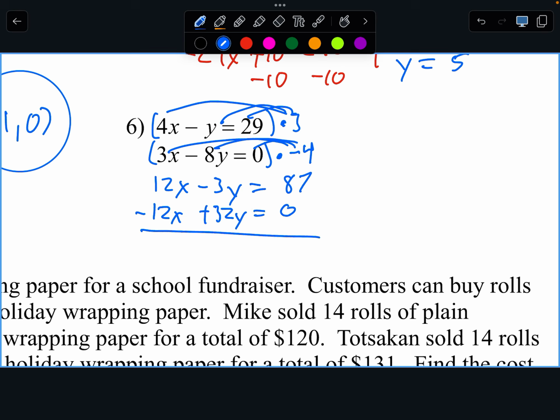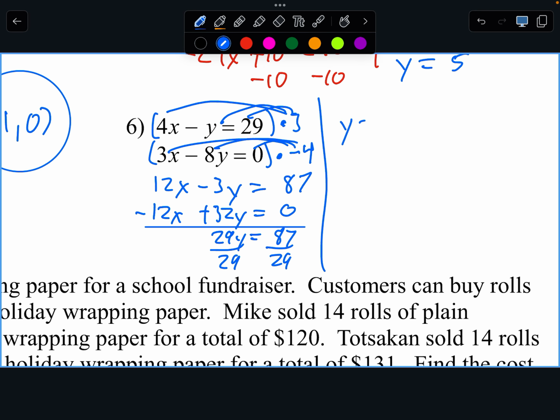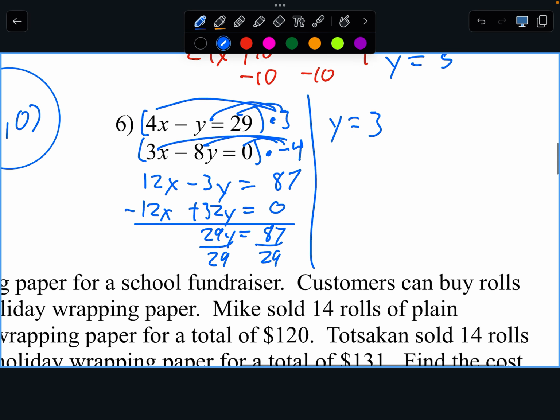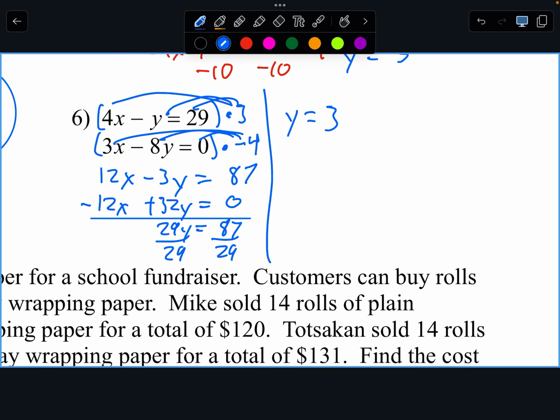When we add these together, the x's cancel out and we have 29y equals 87. What do we do next? We divide by 29. We end up with y equals 3. Of course, we're not done yet, so we need to find x.